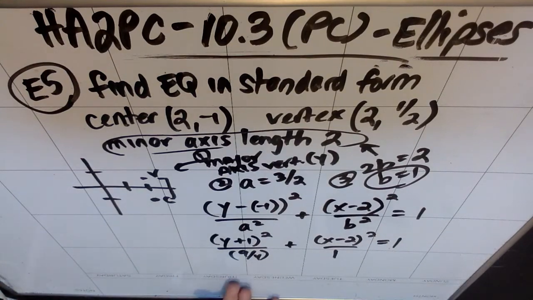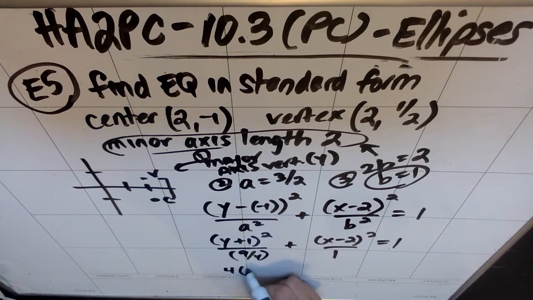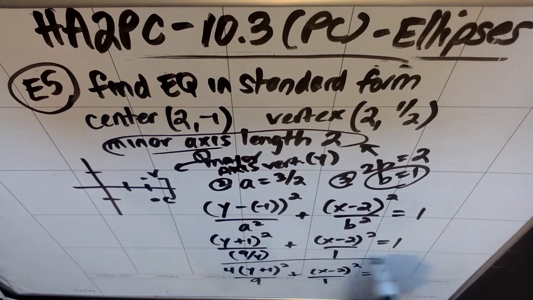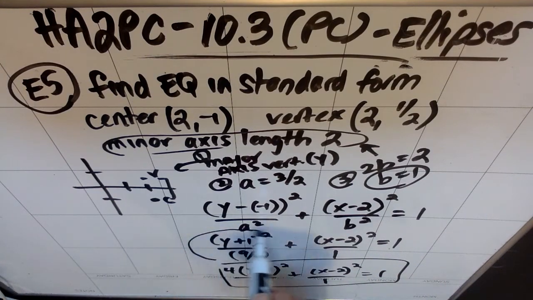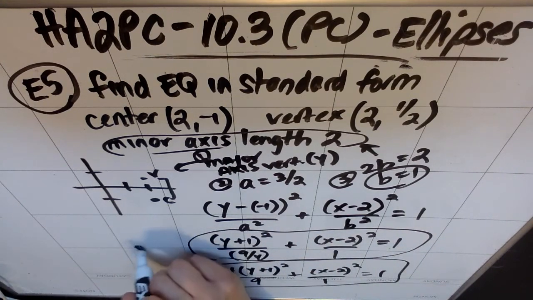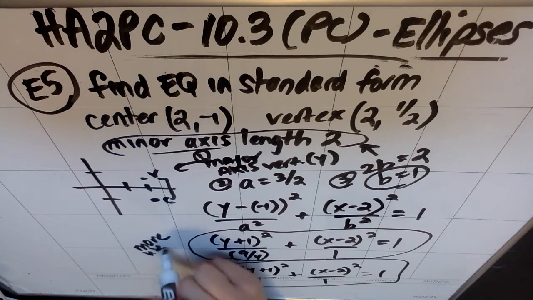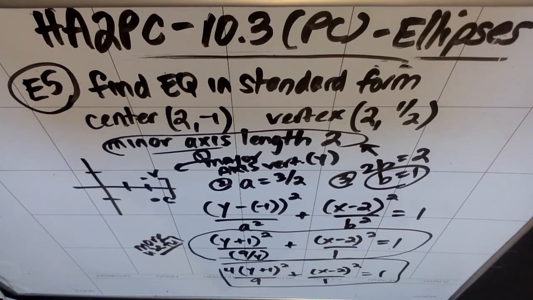If you want to change this 9/4 because it feels a little awkward, I'd absolutely recommend it. It's fine. If you want to make this look a little prettier, you could put the 4 on the top, right? So 4(y plus 1) squared all over 9, plus (x minus 2) squared over 1, equals 1. This is also fine, but I'm actually going to point out that this version, while not quite as pretty, is definitely more useful, because this version is going to give me the information that tells me how long my major axis is. So either of these answers would be fine, but I think that the slightly uglier version in this case is actually more useful.